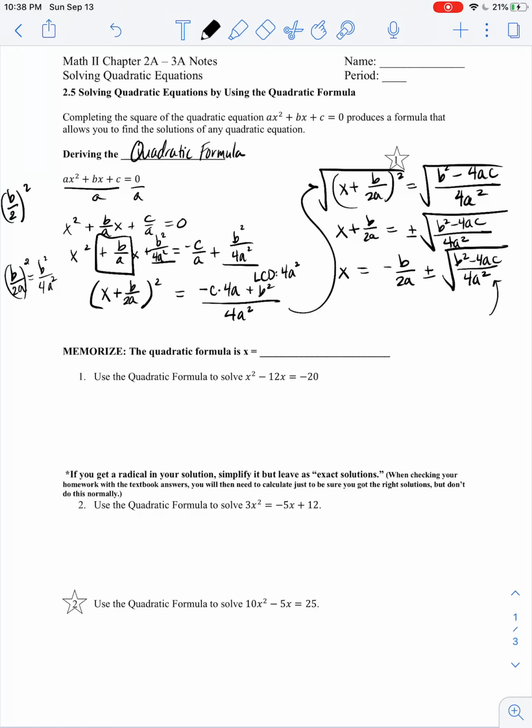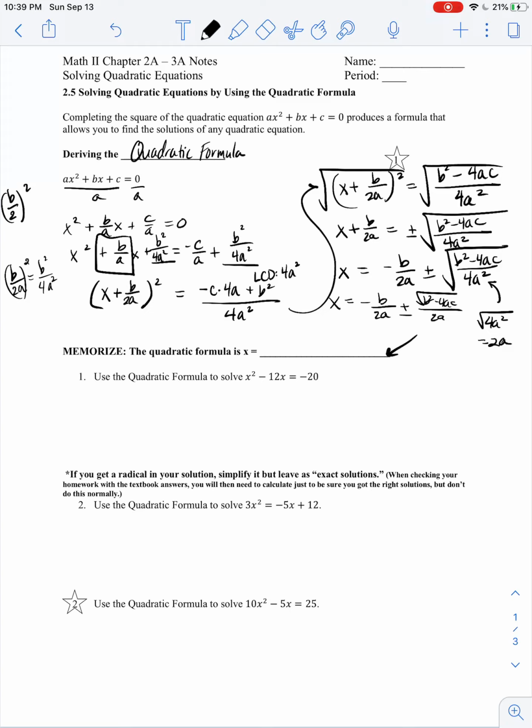You can't have a denominator with the square root in it. You have to rationalize it. So what we can actually do is simplify this denominator. This is the same thing as the square root of 4a squared, that's 2a. So this is x equals negative b over 2a plus or minus the square root of b squared minus 4ac, all over, I'm sorry, not all over, I'm getting excited for the quadratic formula, over 2a.